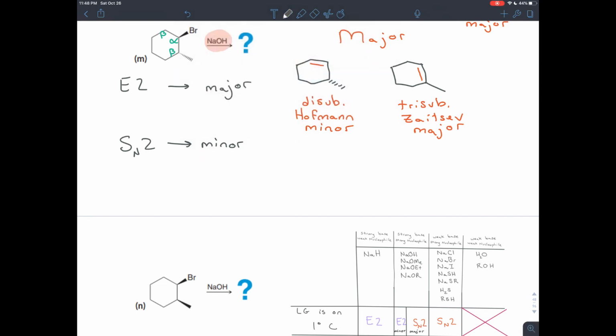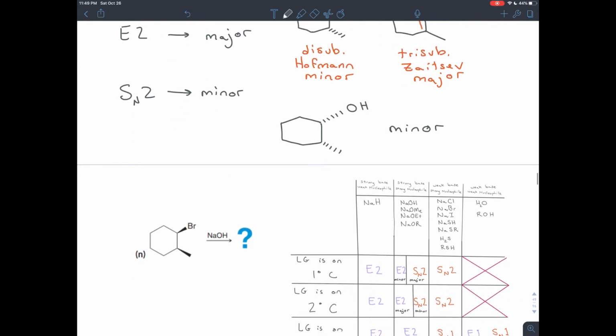We can also do an Sn2 reaction. The Sn2 reaction replaces the leaving group with the nucleophile. And we just have to note that because the leaving group is on a chiral center, we're going to get inversion of configuration. So it doesn't affect the carbon next door, it only affects the carbon where the reaction is happening. And instead of the bond coming toward us, it's going to be coming away, and you'll have the OH there. And so that would be the Sn2 product, which is the minor product in this case. So in this reaction, you would get all 3 of those products.